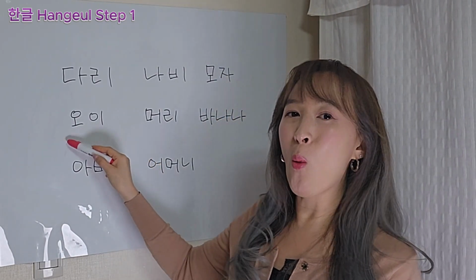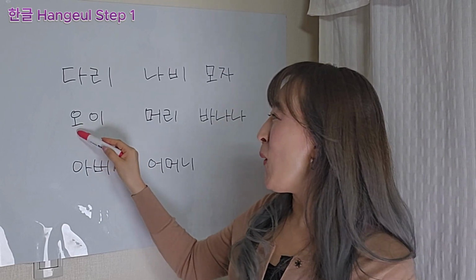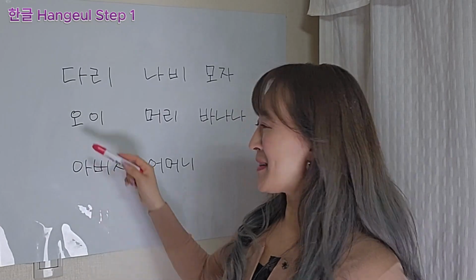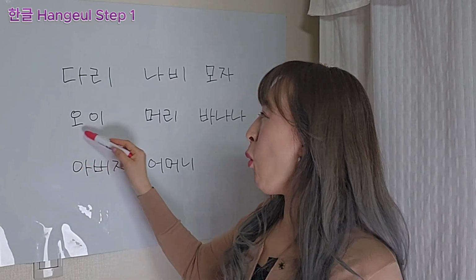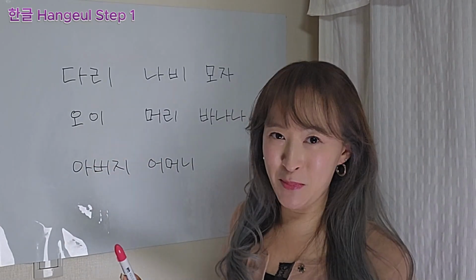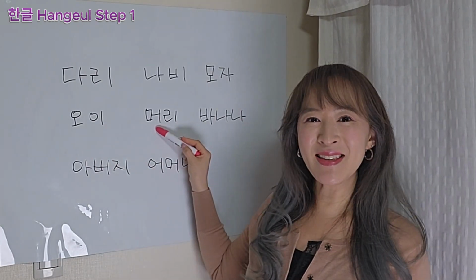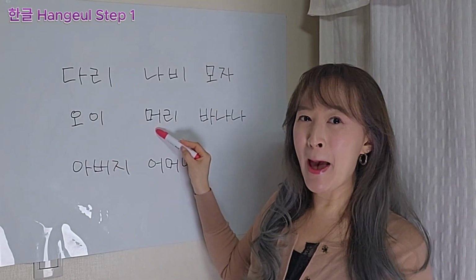Oi, oi. O is actually 5. I is 2. But it doesn't mean 52. Oi is actually cucumber. So oi, cucumber. This, meori, meori.